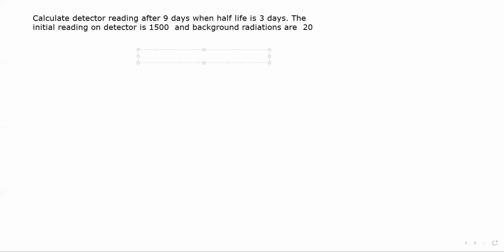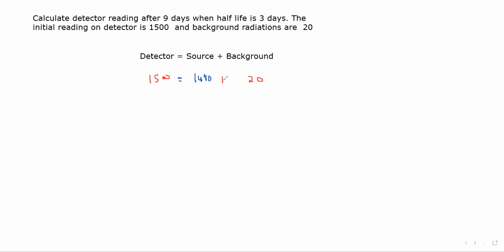So the reading on the detector is equal to the source plus background. That is what the detector reading is. The detector is reading 1500. Out of 1500, 20 are background. How many are there from the source? Because the detector is recording a total of 1500, 1480 radiations are due to the source.